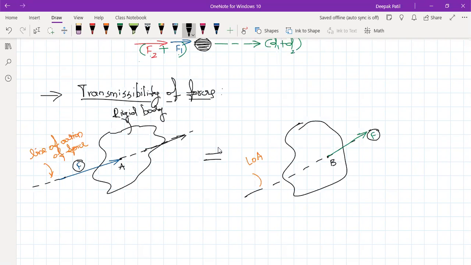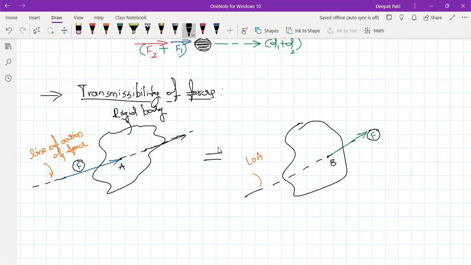So in that case, I can say that whatever effect is produced by this force F on this rigid body will be same as that of this force F at point B on this rigid body. But what I should not change, I should not change the direction of force. Okay, it is same. I should also not change the magnitude of the force. Yes, that is also same. Also, I should not put the force away from the line of action.